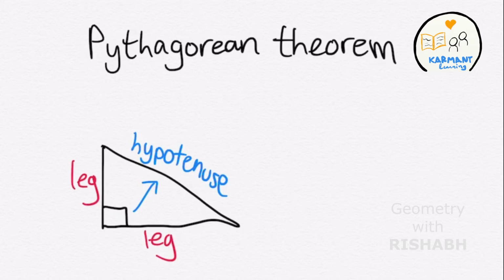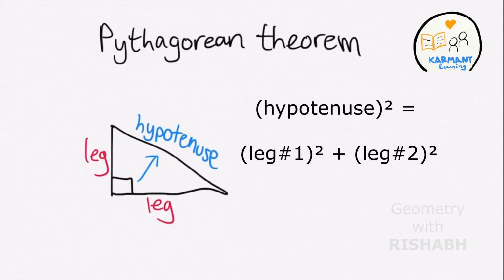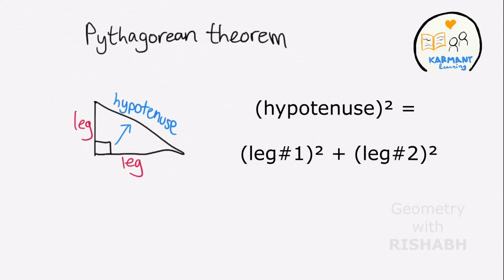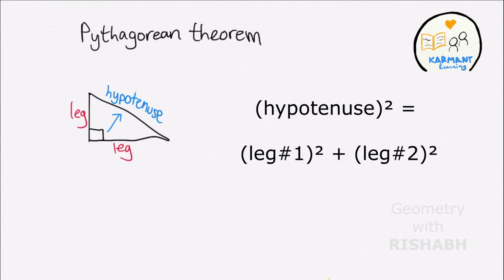Let's find sides using the Pythagorean Theorem. The square of the hypotenuse of a right triangle is equal to the sum of the squares of the other two sides. Here's the formula: a squared plus b squared is equal to c squared, in which a represents one leg, b represents the other, and c represents the hypotenuse.